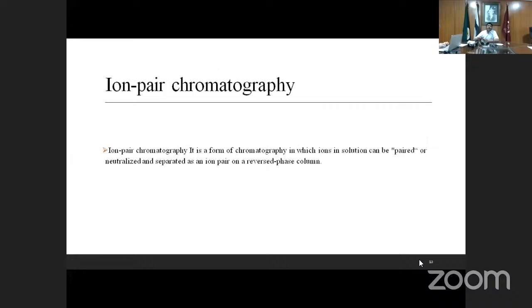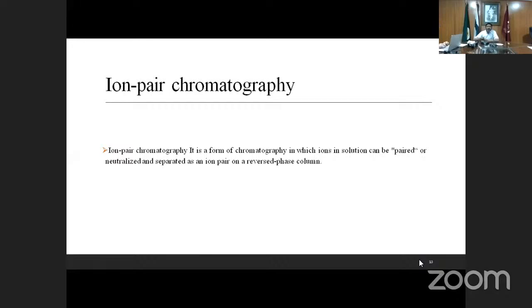This is ion pair chromatography. Ion pair chromatography is a form of chromatography in which ions in the solution can be paired and neutralized for separation on a reverse phase column.